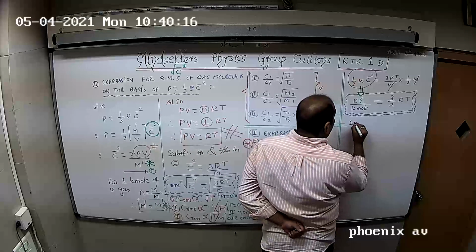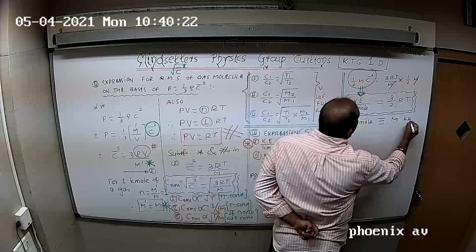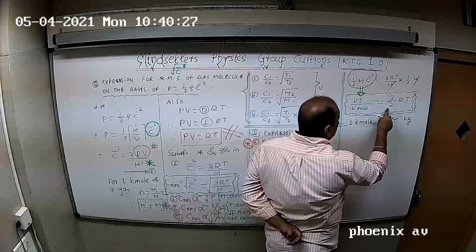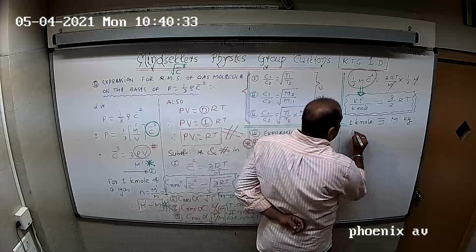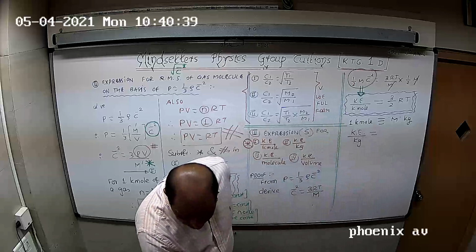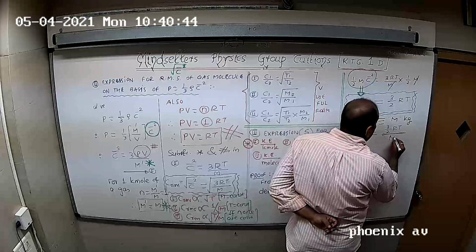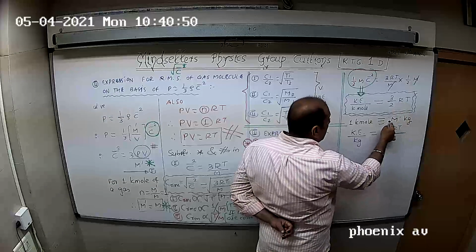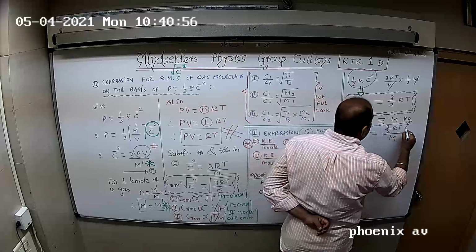1 kilomole means m kilograms. That means this is the formula. If it is for 1 kilomole, is it also for m kilograms? Yes or no? So can I say kinetic energy for 1 kilogram is 3 by 2 RT upon m. If this is the answer for m kilograms, then what is the answer for 1 kilogram? Divide by m, obviously. Divide by m, right?